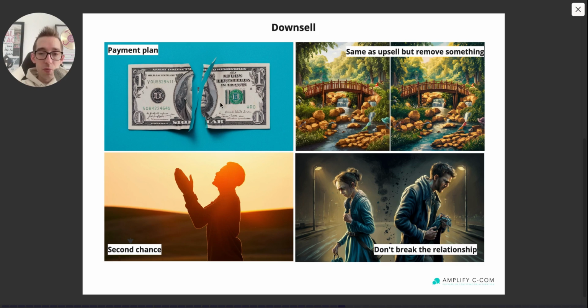Payment plans. I'm going to show you some cool stuff on payment plans in a little while. Second chance, right? So you are giving them a second chance at the offer, but maybe, like I say, you're doing it with a payment plan. But don't break the relationship. This is one of the key things. Sometimes when people use downsells, they screw up the whole sales sequence because they're so focused on getting that extra $5-10 on the first sale that then they miss out on the $10,000 sale on the back end because people have not had a good buying experience first time round.